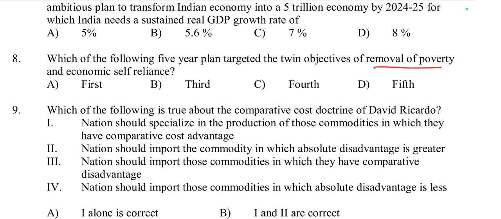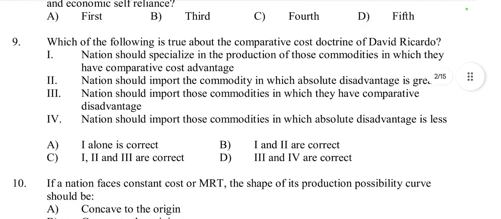Removal of poverty and economic self-reliance was targeted in the 5th 5-year plan. Garibi Hatao, removal of poverty and economic self-reliance, 5th 5-year plan.